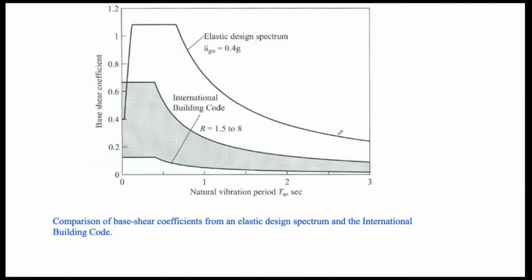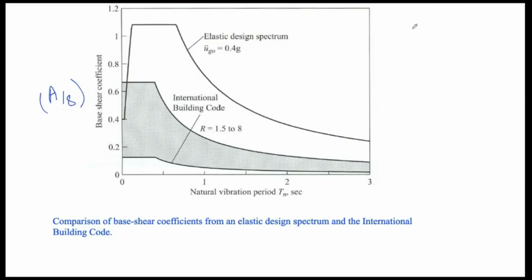So anyway, along with this elastic design spectrum, there are two other spectrums given here, this one and also this one, which shows the base shear coefficient. On the y-axis, there's a base shear coefficient, where base shear coefficient is equal to A divided by G. When you divide the acceleration by the value of G, it is converted to the base shear coefficient.